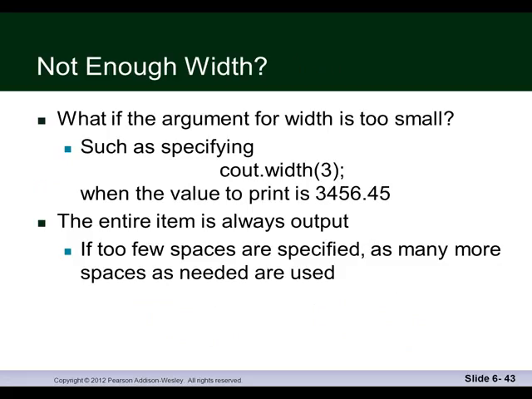If we set it too low, it's going to display it anyway. So in this case, if I have width 3 and I have a number bigger than 3, then it's going to show it. It's not going to truncate it. It's not going to hide any character. So if it's more than that, it's going to show. So we have to put the highest width that we have. The key here is the entire item is always output.